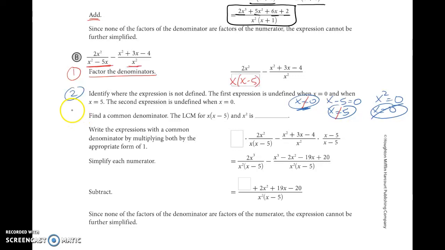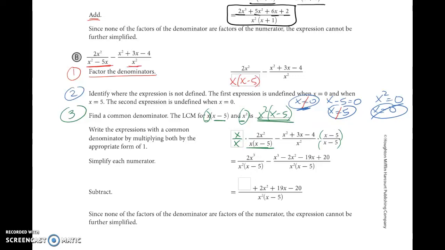Let's find our common denominator. Our common denominator, we need an x minus 5, and we need an x squared. And since these are common factors, x squared is just x times x, we take that highest power, and we take the x minus 5, and that's what we need to make our denominators. So if this is what we're making our denominators, what's this one missing here? Well, it's missing another x, because we need an x squared. And this one here is missing an x minus 5.